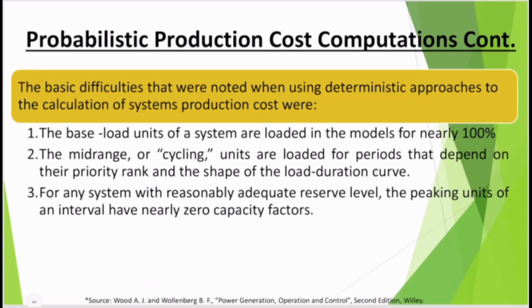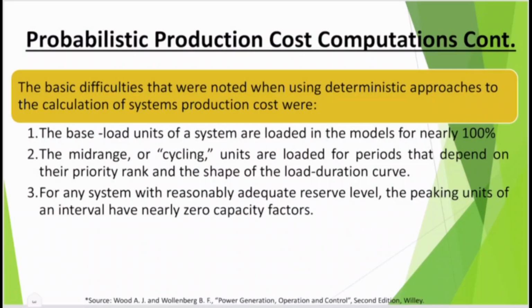These are the basic difficulties that were noted when using deterministic approaches to the calculation of system production cost, where the base load units of the system are loaded in the models for nearly 100%. It means we consider that the base load will be provided by certain types of generation, and we assume that they are available all the time.